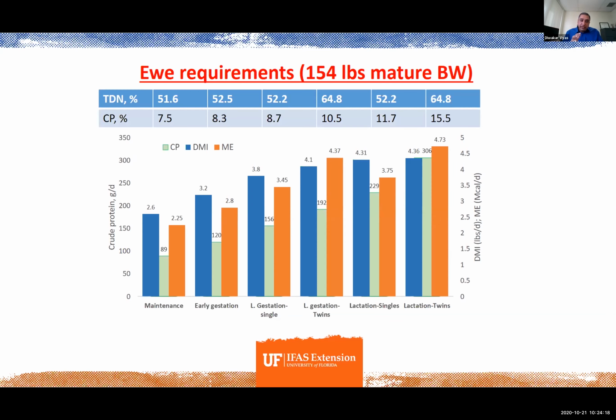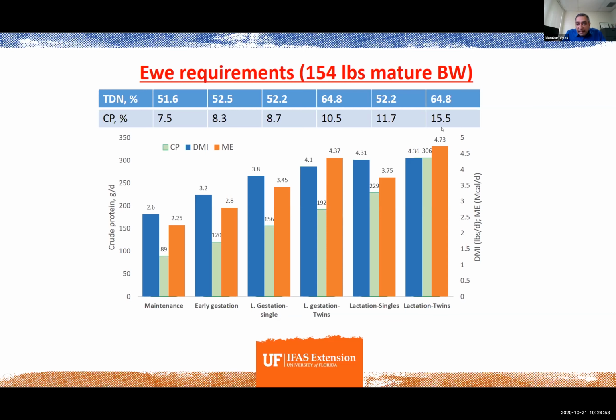Now I'm superimposing the concentration or the density of nutrients here on the diet. The upper row is the total digestible nutrients in percent, and the lower row is crude protein percent. You can see for maintenance, we don't need a very good quality diet. 51% of TDN is an okay quality diet. It's not a very good quality. Protein less than 10% is a low protein diet. We don't need a very good quality feed to maintain an animal that is 154 pounds.